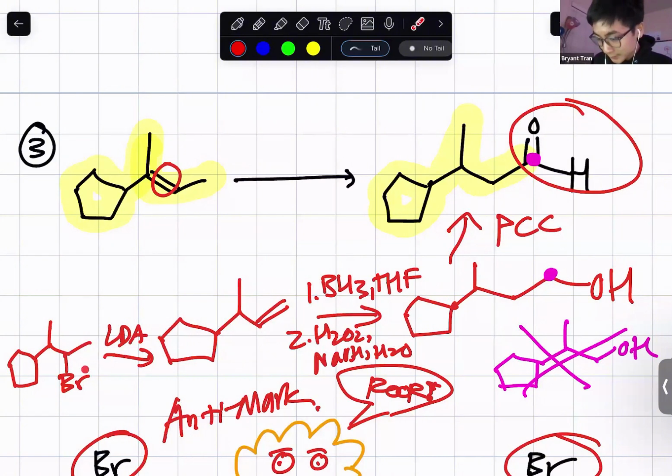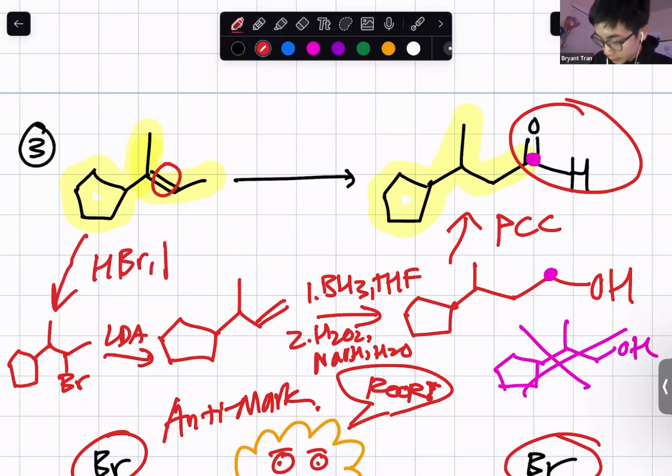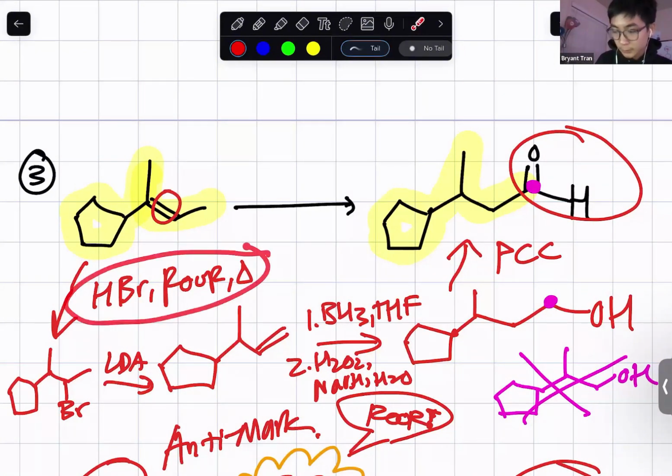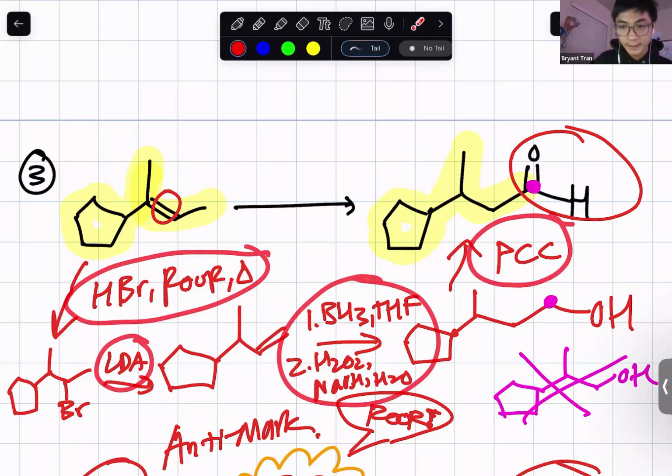Now we see bromine here is on the less substituted carbon of this alkene, right? And like we said, that would be HBr with ROR, which is going to add bromine on the less substituted carbon, the anti-Markovnikov position. So to summarize, first step, HBr with ROR. Second step, E2 Hoffman. Third step, hydroboration oxidation. Fourth step, PCC oxidation.